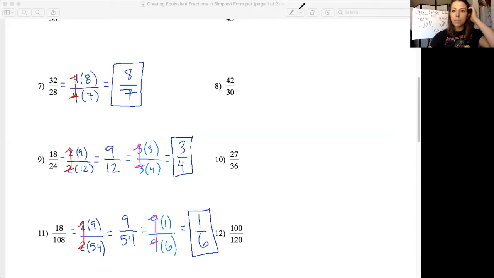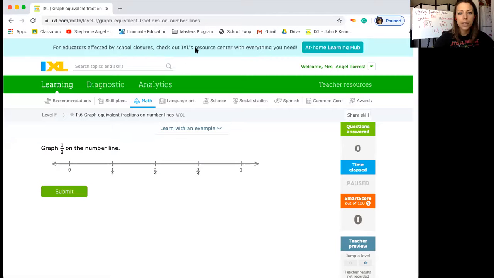All right, so that wraps up the worksheet practice examples of simplifying. Now let's look at some examples where we are using equivalent fractions to create new denominators. Okay, so in this case, we're going to be using number lines to create equivalent fractions. So there's a couple ways to do this. You can either use big ones, or you can just use the number line to figure it out.